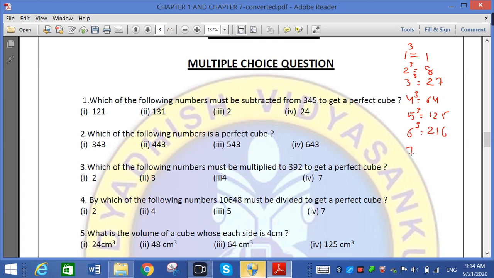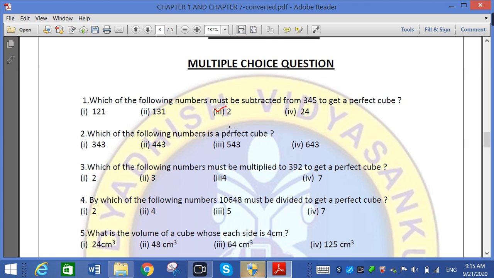7 cube is 343. Now 7 cube is 343, so it is near to 345. Out of the 4 options, I have to subtract 2 to get 343. So 345 minus 2 gives 343. So 343 is a perfect cube of 7. So the answer of the first is 2.